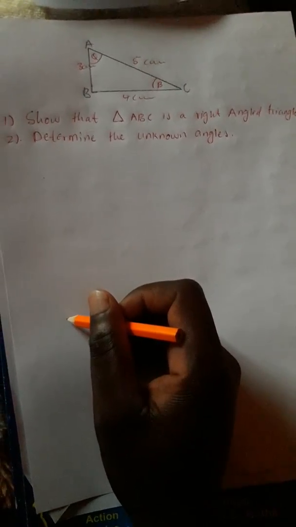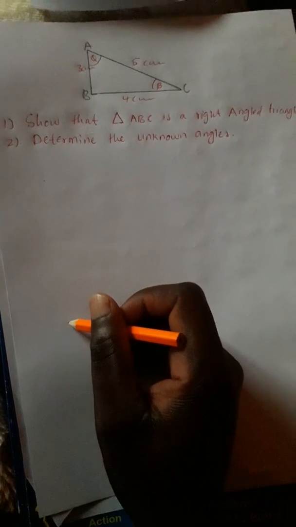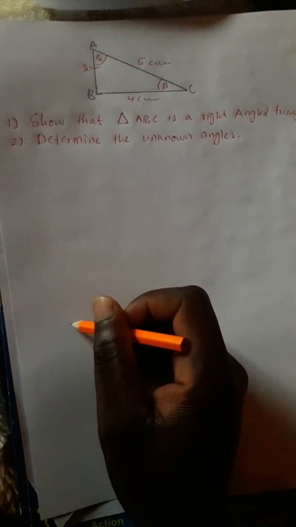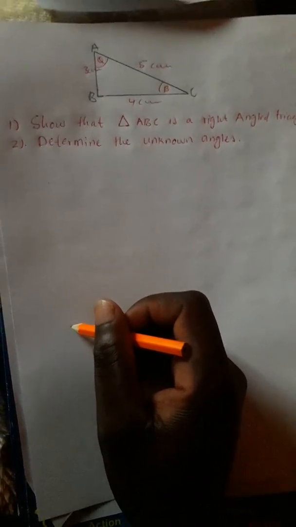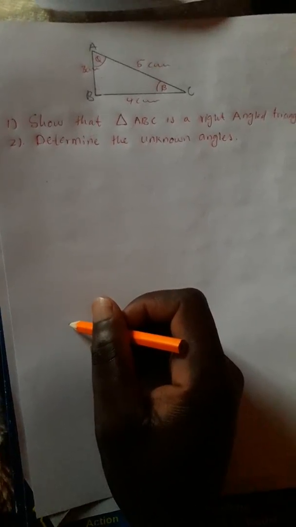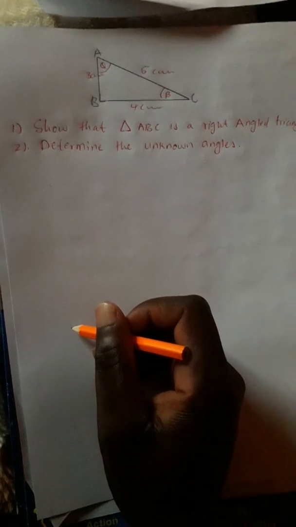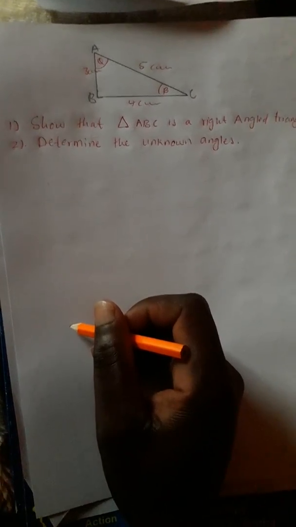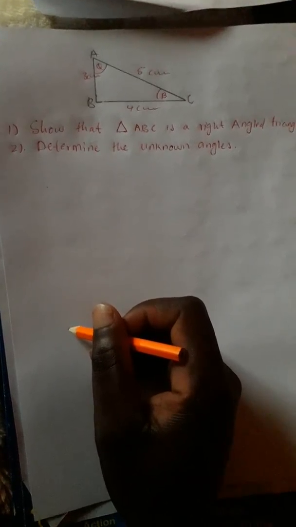Alright, we are given a triangle here which is ABC. Then they say the size of AB is 3 centimeters, the size of BC is 4 centimeters, the length of AC is 5 centimeters. Then the first question says, show that triangle ABC is a right angled triangle. We need to show that triangle ABC is a right angled triangle.